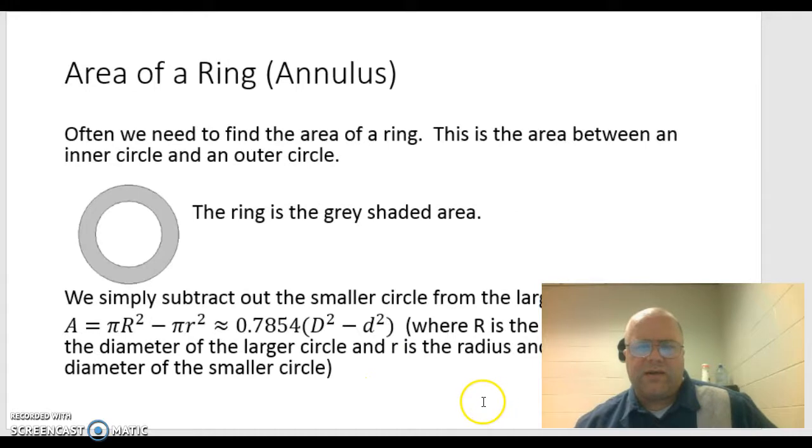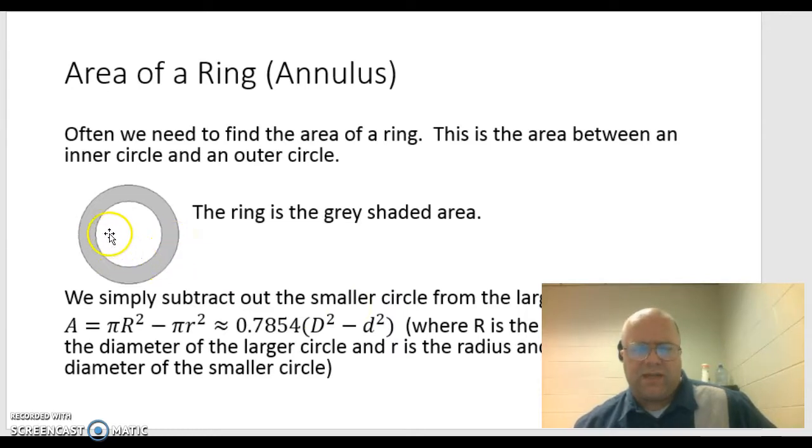All right, let's take a look at the area of a ring. So often in a lot of these professions, once again, such as welding, such as auto mechanics, we'll need to find the area of a ring. And a ring is formed by an outer circle and an inner circle, such as the ring here. And it's the area between those two circles.